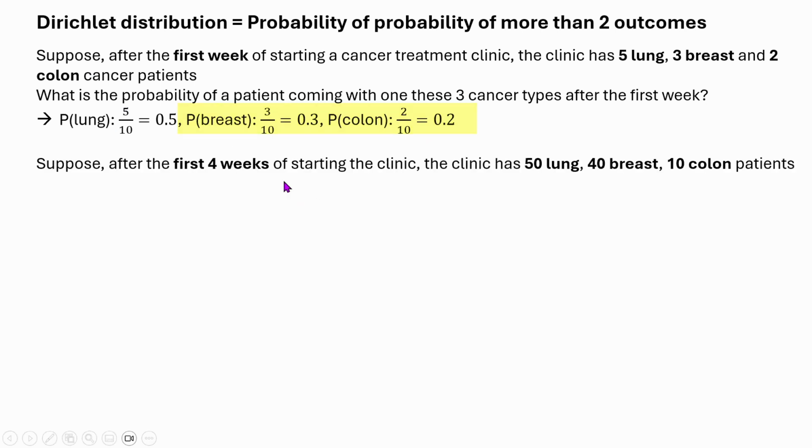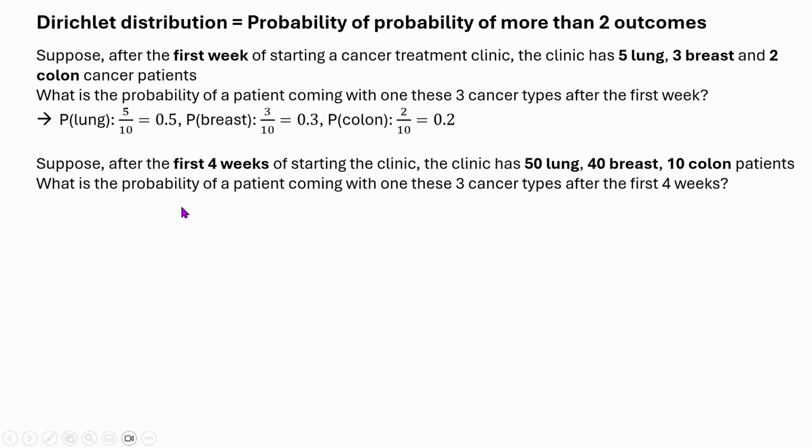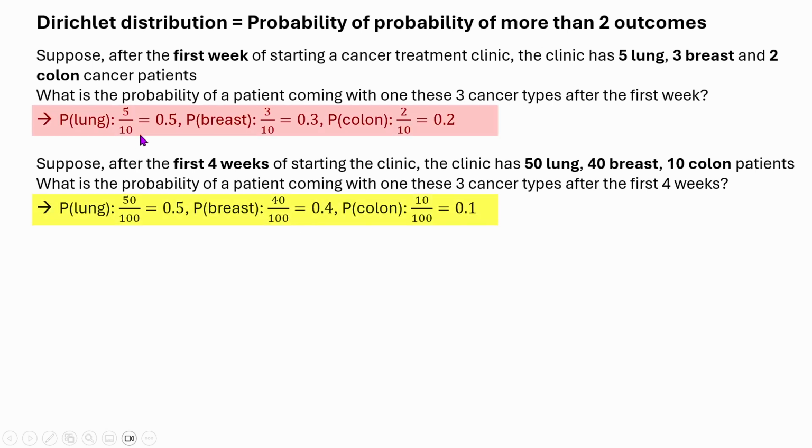Let's move forward. Fast forward the first 4 weeks. After the first 4 weeks of starting the clinic, suppose it now has 50 lung, 40 breast, and 10 colon cancer patients. In this case, I'm asking you the same question once again. What is the probability of these cancer types? This will be your answer, right? You see that your answer has changed. 0.5 remains the same, 0.3 has become 0.4, 0.2 has become 0.1.